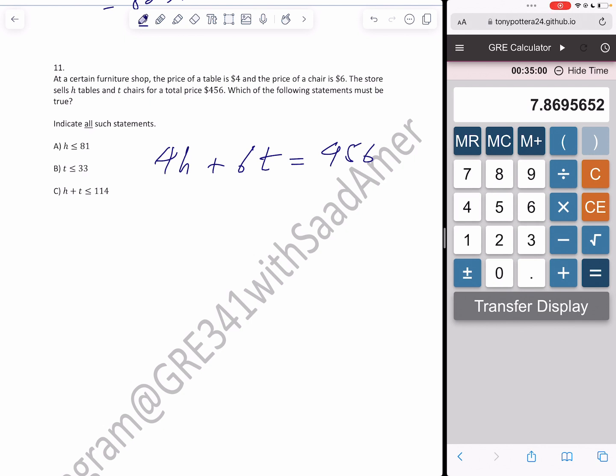Which of the following statements must be true? Indicate all such statements. So the answer could be more than one option. All three of them could be correct. We'll have to check. They haven't told us what H and T exactly could be or what they may not be. So let's take option A for instance. Let's check this one. H is less than or equal to 81.